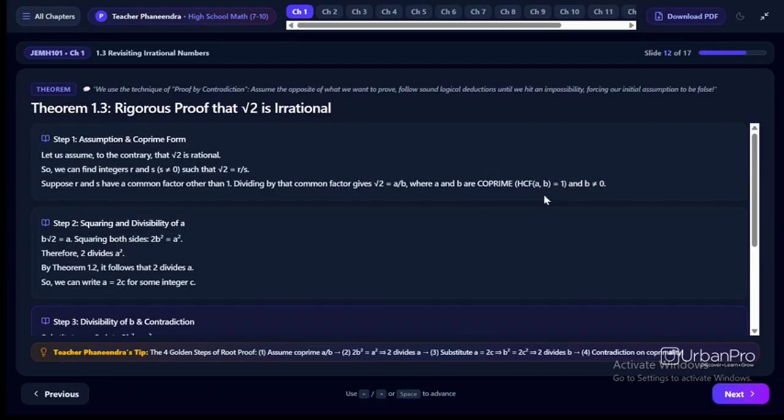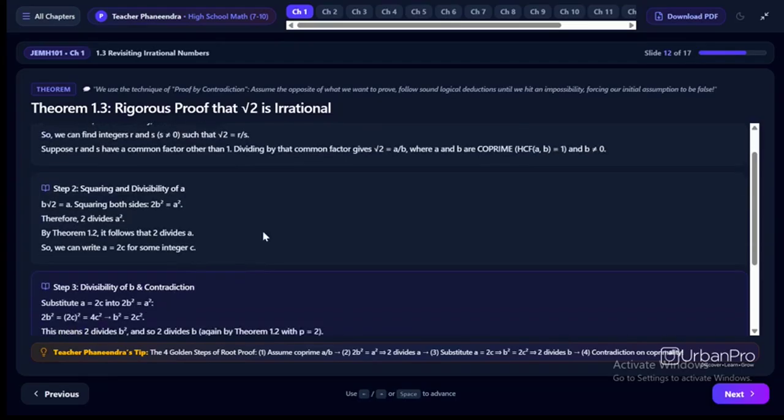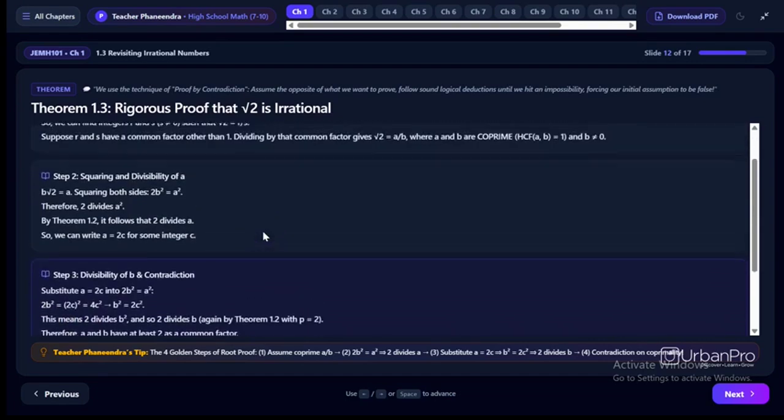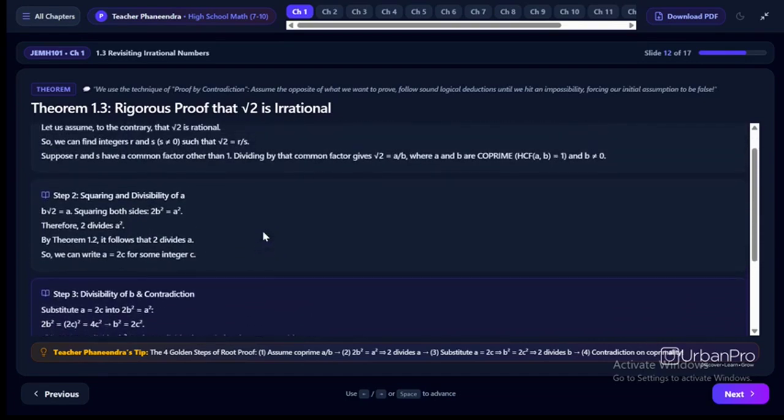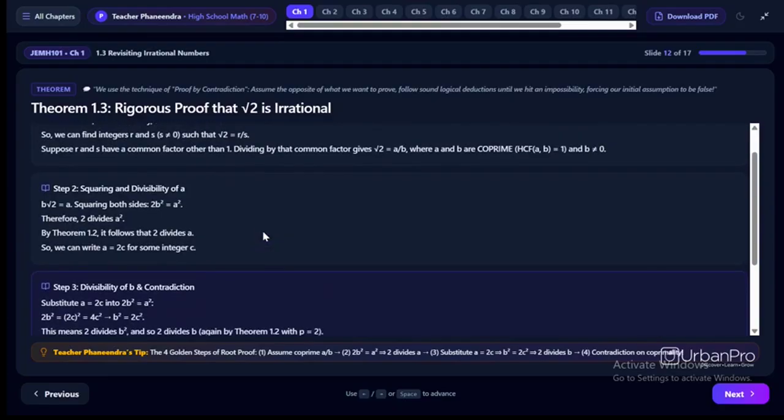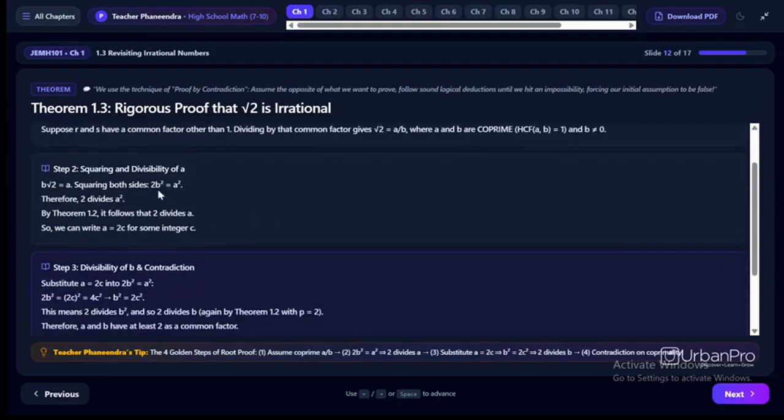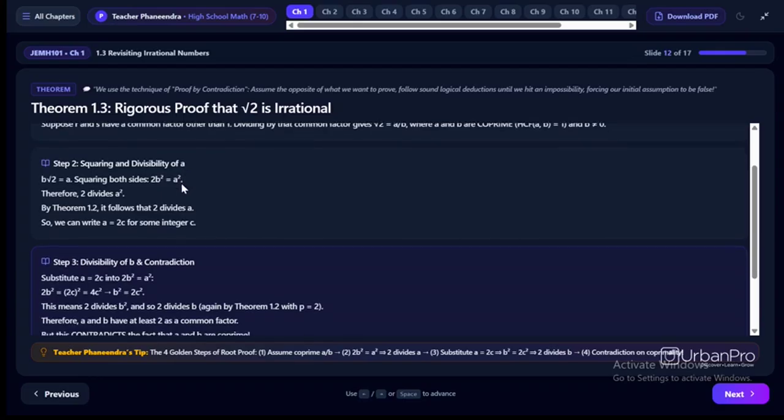So next step, square on both sides. Root 2 square is equal to A by B whole square. We bring B square to the left hand side, and the equation becomes 2B square is equal to A square. Since we assumed A and B as co-primes, and on the other side of the equation 2 is there, 2 must divide A square by Theorem 1.2. In the previous discussion we discussed this, right? 2 must divide A square.